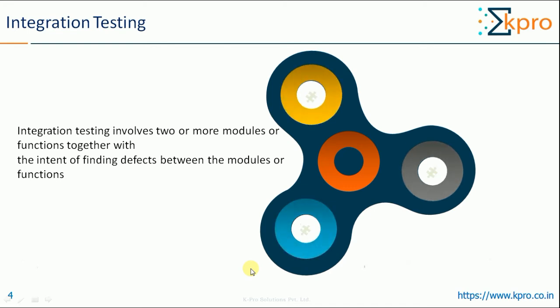Let us see integration testing. Integration testing involves two or more modules or functions together with the intent of finding defects between the modules or functions. Purpose of integration testing is to test more than one related modules or functional groups to check the flow of control. The emphasis is to validate the interface between the modules or functions.